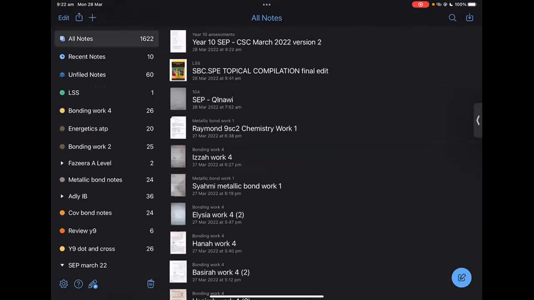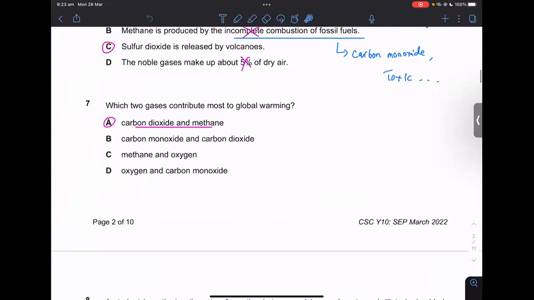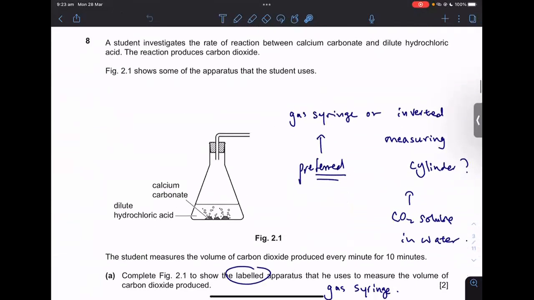So I want to cover everything. Let's move on. Contributing the most to global warming. If you go back to the notes on environmental chemistry, methane comes from vegetation and livestock animals, and carbon dioxide from burning down forests and from complete combustion of carbon containing fuel. Those two will give you global warming. That's it really on the multiple choice questions.